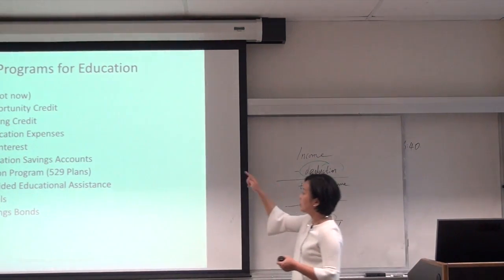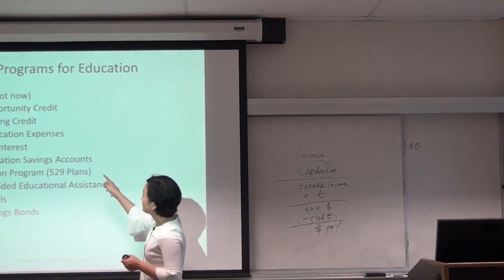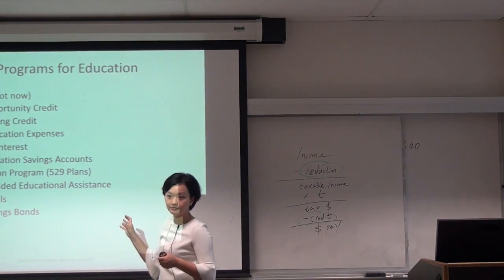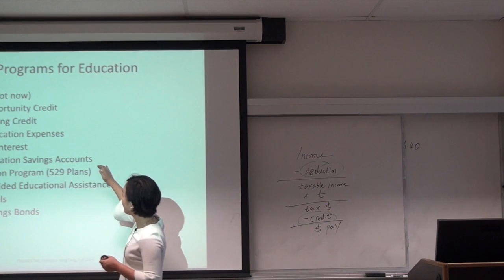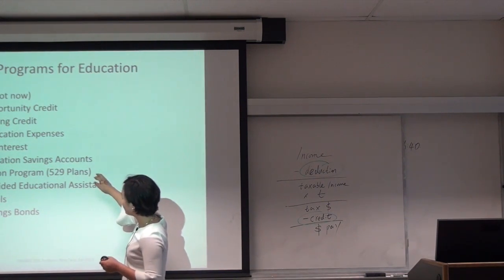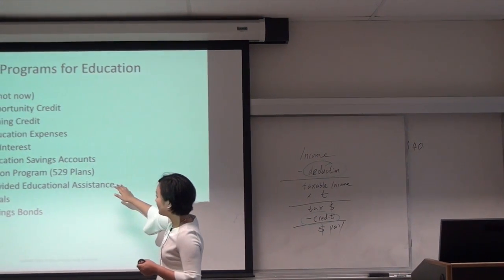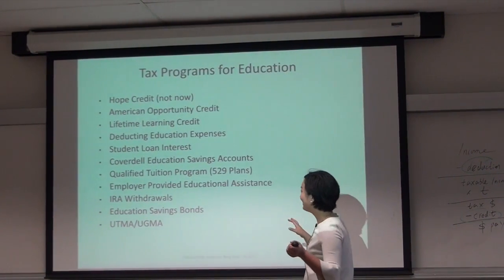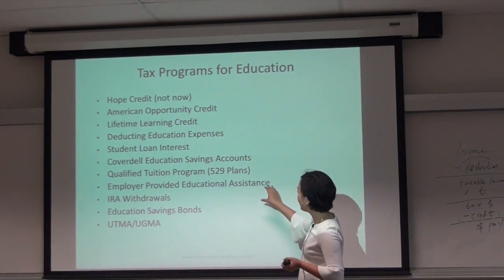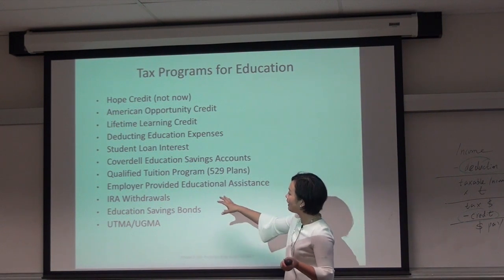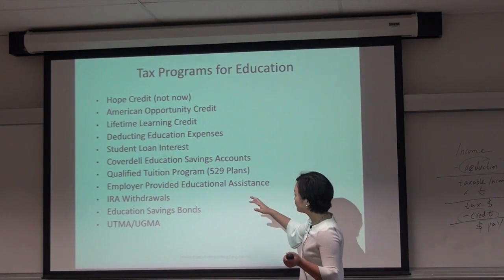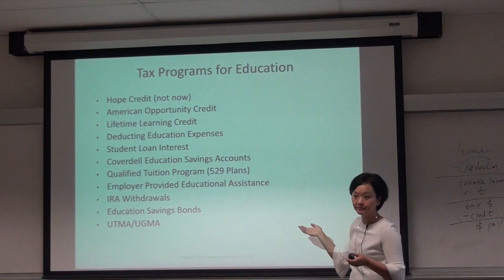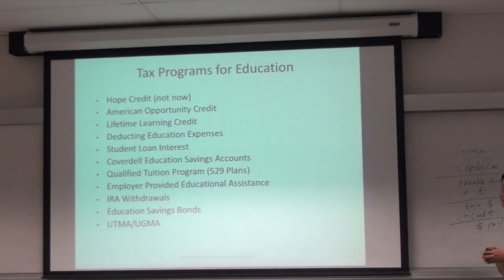So first type is credit. Second type is deduction. Third type is saving accounts. So we have Coverdell education saving accounts, 529 plans. And the others I call other. So it could be employer provided education assistance, IRA, education saving bonds, UGMA. I will explain later. So later I will give you a case.